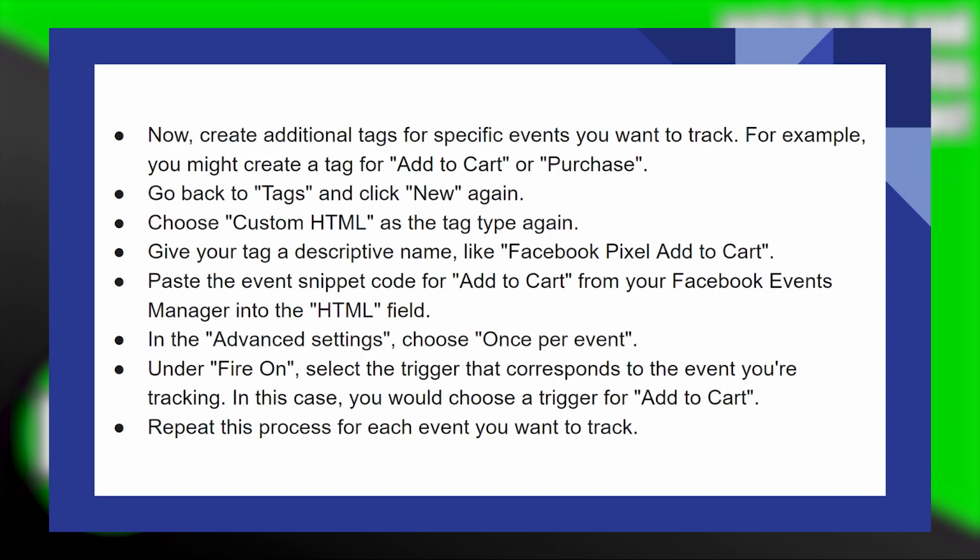Paste the event snippet code for Add to Cart from your Facebook Events Manager into the HTML field. In the Advanced Settings, choose Once per Event. Under Fire On, select the trigger that corresponds to the event you're tracking. In this case, you would choose a trigger for Add to Cart. Repeat this process for each event you want to track.